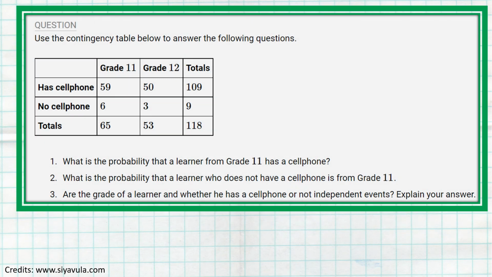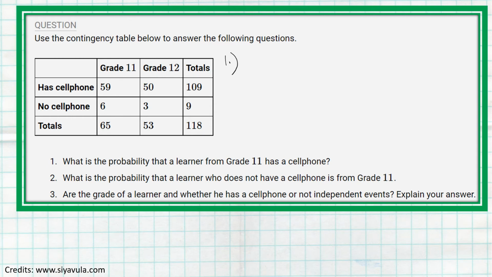Let's now quickly focus on this example. Quite interesting, quite challenging a bit, but hopefully we will be able to learn something after we are done with this session. They are saying use the contingency table below to answer the following questions. Number one, what is the probability that a learner from grade 11 has a cell phone?